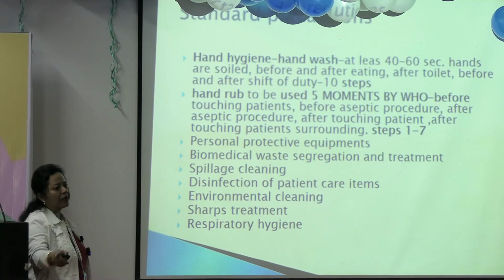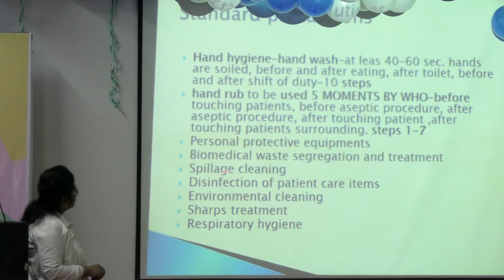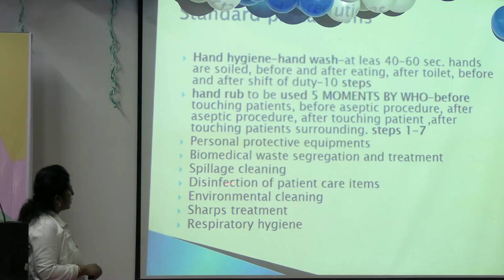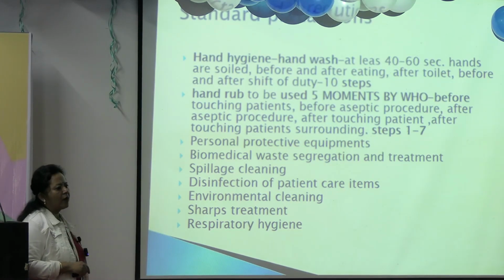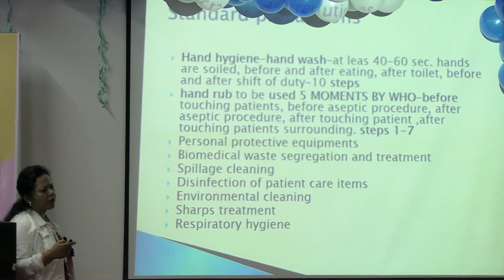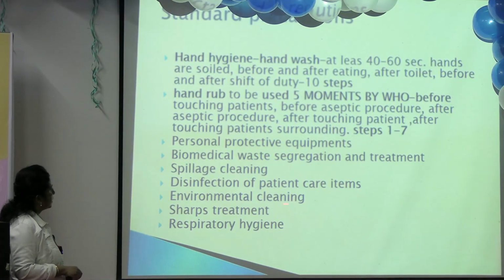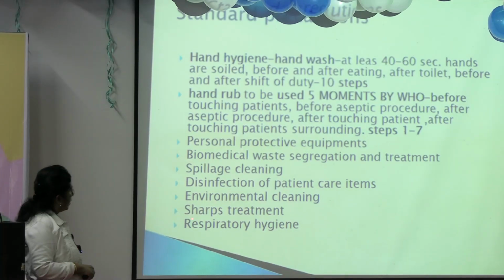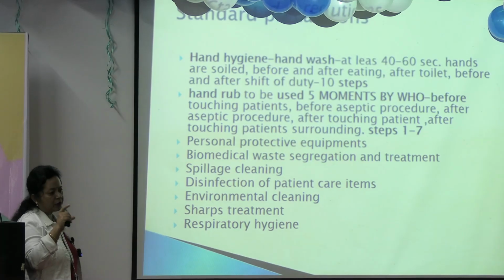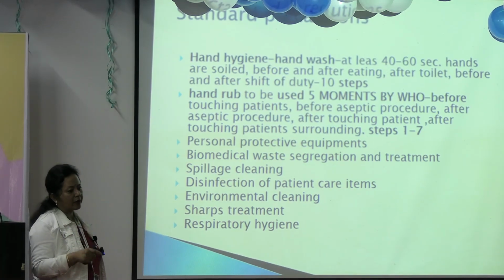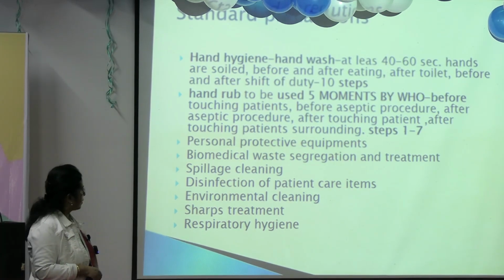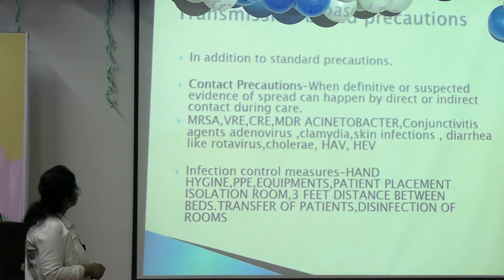Spillage cleaning. If there is a spill, how to treat it. Then disinfection of patient care items. Among the patient care items, there are a lot of things like bed pans which you have to reuse. How to disinfect them. Then environmental cleaning, how to do the environmental cleaning. And then sharps treatment, the sharps like needles which you are discarding, how they are treated. Okay. Respiratory hygiene, or etiquettes, all this. So these are the standard precautions.